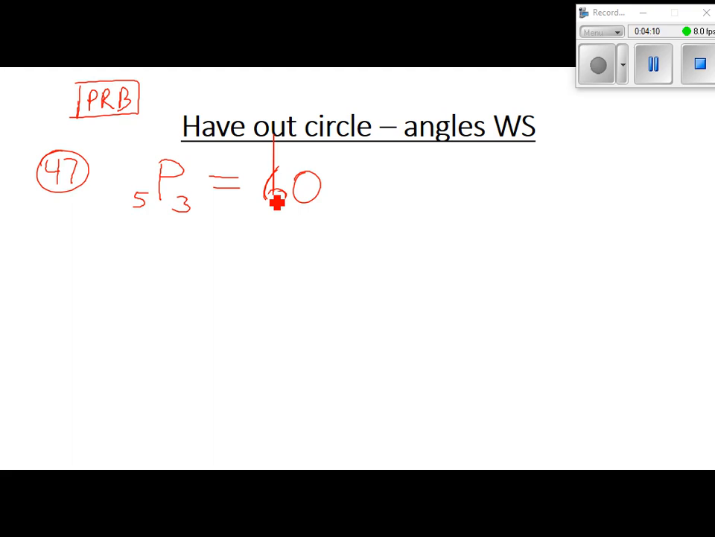Other questions on the packet? 30. 30 and 31 confuse me. 30 and 31, both of them.